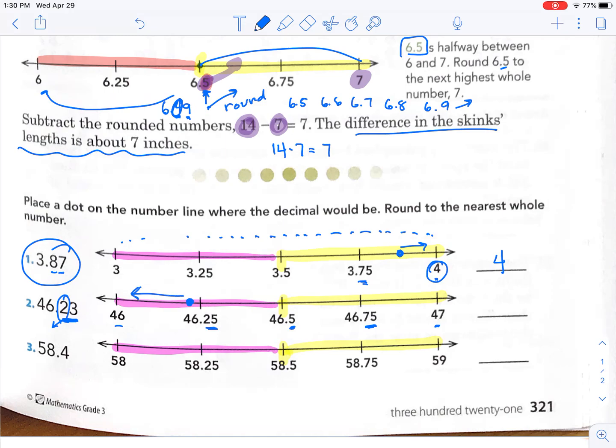4 and down, round down. And do you see where it is? It's in this pink section, and it's closer to 46. Okay, let's look at the next one.